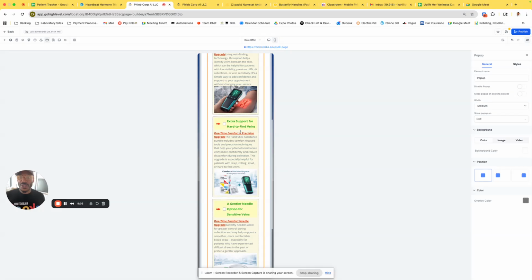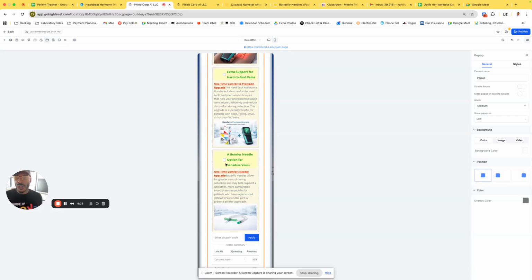So you can do another one where you can say, hey, we have the comfort and precision upgrade, where you can actually offer things like numbing wipes, okay? So you can actually wipe on the patient's vein, and then it'll be a little bit more numb for that patient so they don't feel any pain as the needle is inserted into their actual vein, okay? So it makes the experience a little bit more comfortable for the patient.